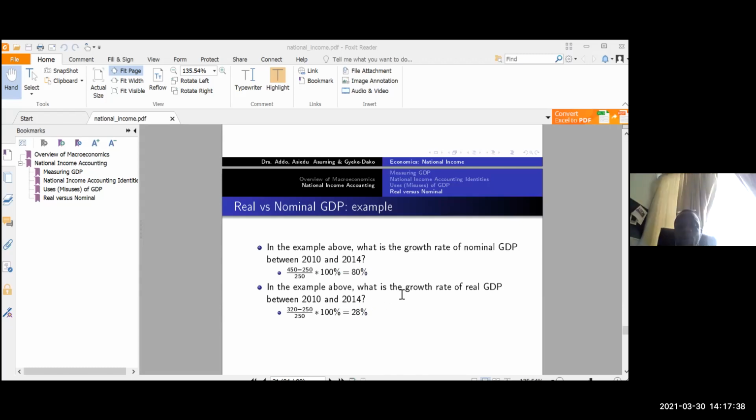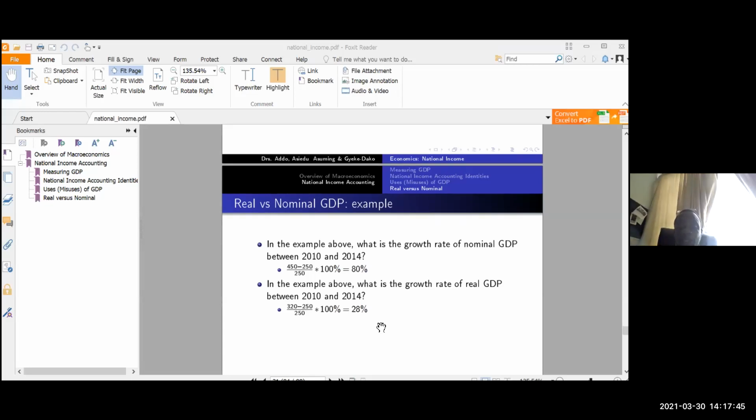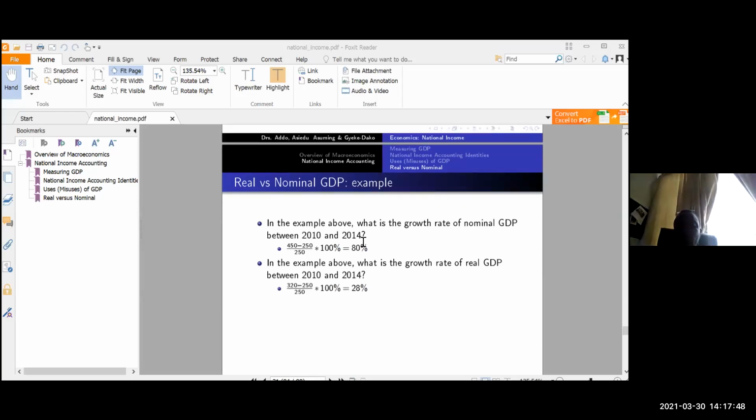So in the example, what is the growth rate of real GDP between 2010 and 2014? The real growth of GDP is 28%. Okay, and the growth in the nominal GDP is this. So you have to be careful you don't go around throwing out the nominal GDP growth and real GDP growth, because the nominal GDP growth is capturing price effects. Okay? It's capturing price changes in the economy, while the real GDP is keeping it at a constant base year price that we can always compare future prices to.